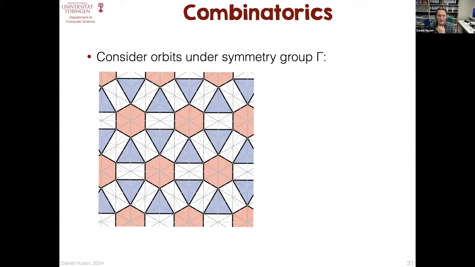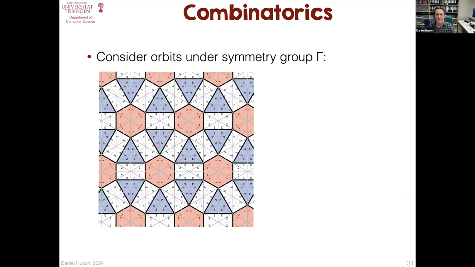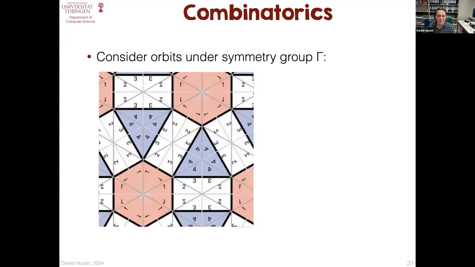Okay, and now we look at these triangles under the operation of the symmetry group. Here we're taking the full symmetry group. What I've done here is put numbers on them if they're equivalent with respect to the symmetry group. You can see that in this particular example there are four symmetry equivalence classes of triangles in the barycentric subdivision.